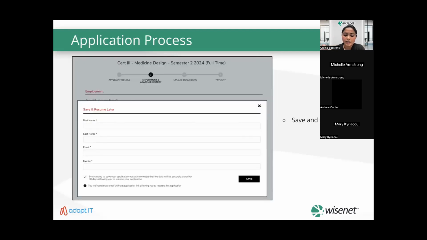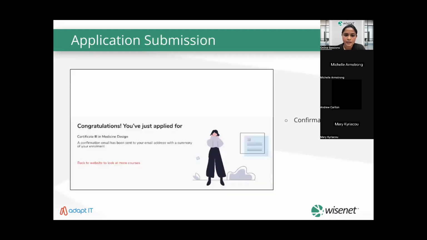Now, if the learner at any point in time doesn't want to continue the application process, they can use save and resume. Once they click on save and resume, it'll allow them to put in their basic details and click on save. We would hold that information for 30 days for privacy reasons. We can't do it more than that. And they will receive a link in their email. Within the 30-day period, they can go back to that email at any point, click into that link, and resume where they left off. And you can have, obviously, a confirmation step. Once this application process is completed, it automatically sends that application into WiseNet.